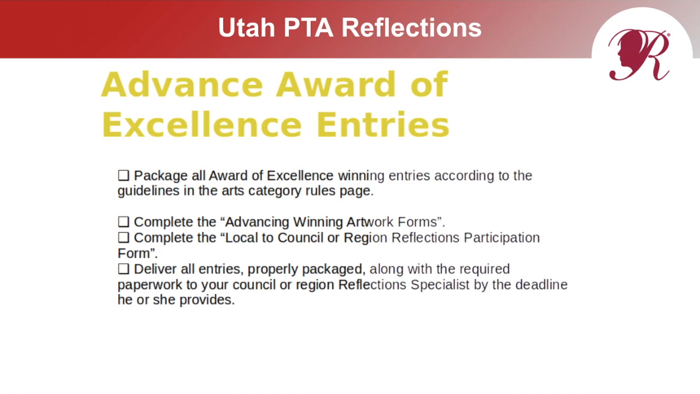Okay, so after you've done all of that, you will advance your Award of Excellence entries to the next level. Make sure everything is packaged correctly according to the rules in each individual arts category rules page, and complete the Advancing Winning Artwork forms and the Local to Council or Region Reflections Participation form. This is found in the Reflections Handbook. If the level above you asks you to submit spreadsheets online, instead of filling out these forms, that is completely acceptable and preferable, but we provide these if they are needed. Then you will deliver all your entries properly packaged, along with the required paperwork, to your council or region reflection specialist by the deadline he or she provides.